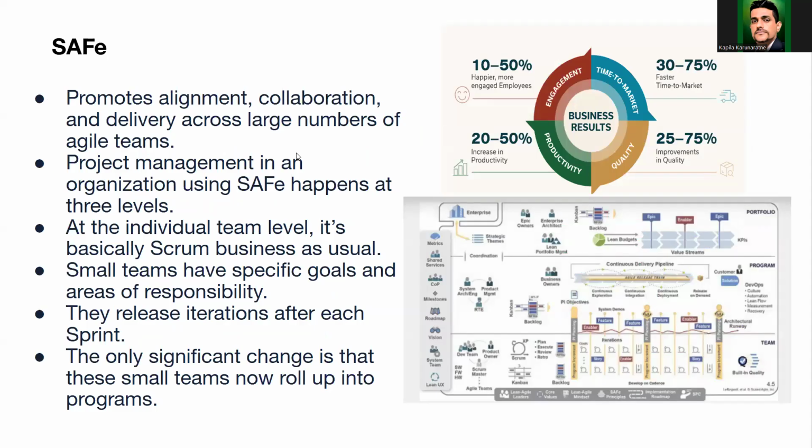SAFe Agile is also another kind of framework. It involves a lot of collaboration and delivery across a large number of agile teams. That's the basic difference. A very large organization like Microsoft or Google has multiple agile teams, and of course they need to communicate and work together. So they will use SAFe Agile methodologies, which support managing a large number of agile teams and doing the delivery.